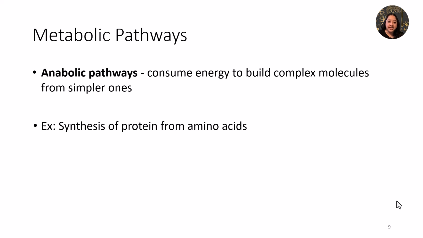On the other hand, anabolic pathways are like the opposite. You're building complex molecules, but that takes energy. So anabolic pathways consume energy to build complex molecules from simpler ones. And so in this case, an example would be the synthesis of protein from amino acids. You take all these amino acids and then you put them together, but that takes energy.